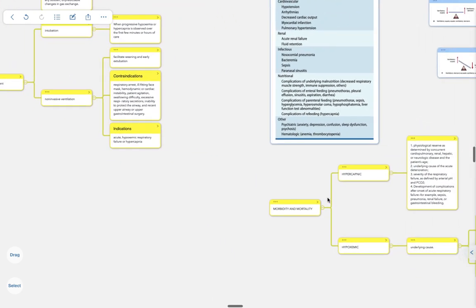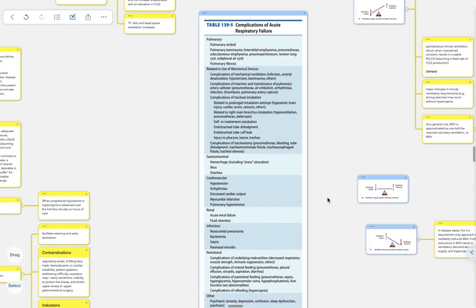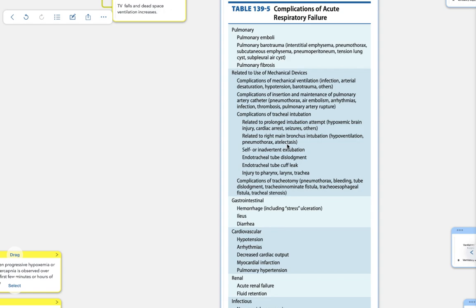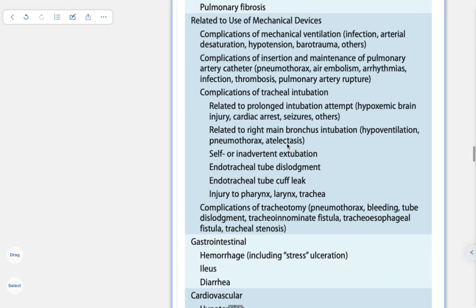Now, after giving all these things, there could be certain complications as well. So, what are the complications of acute respiratory failure? Complications could be due to the mechanical devices that you use, or there could be some patient related problems. First, let's talk about the mechanical device issues. There could be complications of mechanical ventilation, in the form of infection, arterial desaturations, hypotension, barotrauma, and others. There could be complications of insertion and maintenance of pulmonary artery catheters, like pneumothorax, air embolisms, arrhythmias, infection, thrombosis, or pulmonary artery rupture.